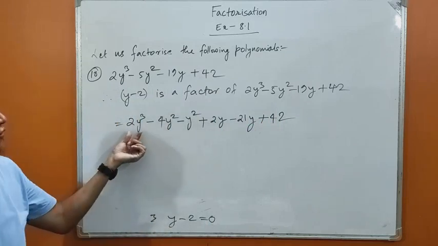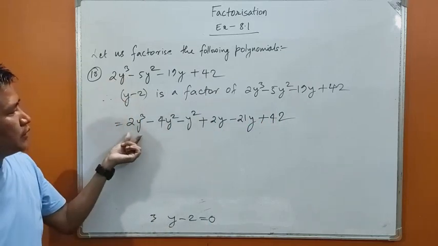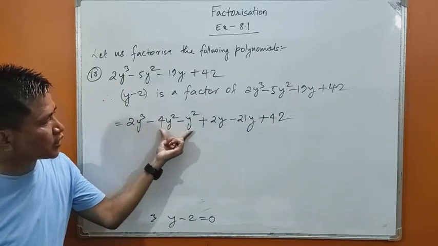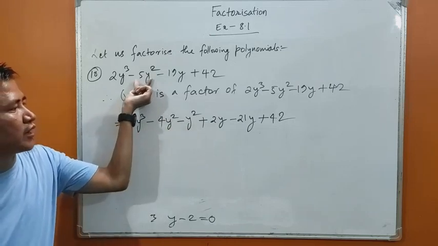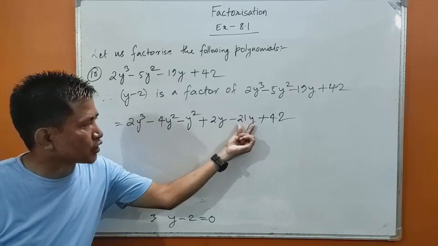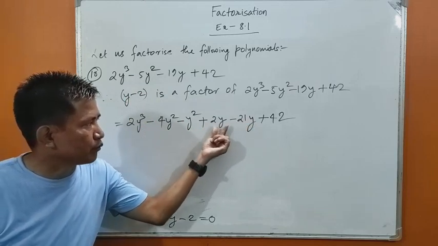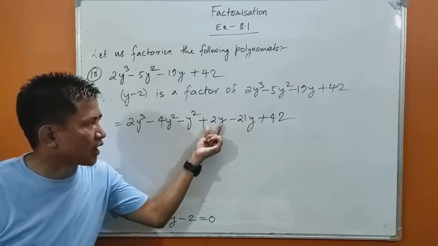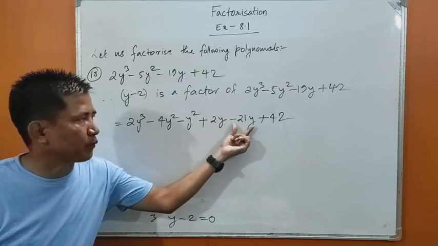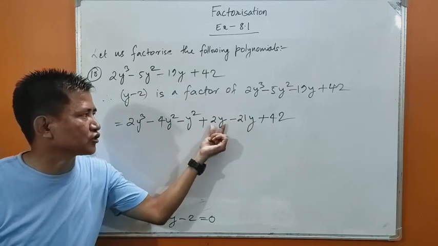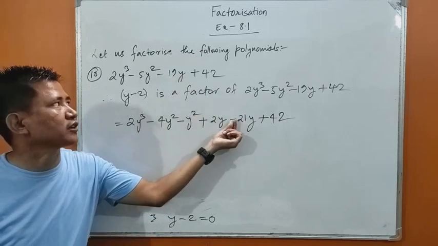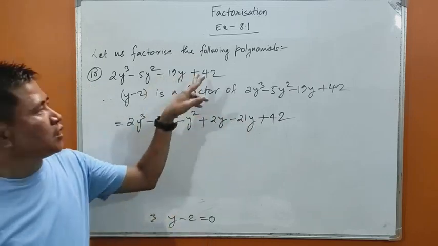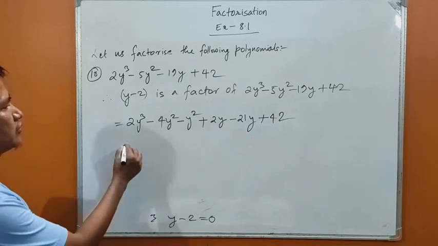Now let's check. 2y cubed, minus 4y squared, minus y squared, both are negative. Minus 4y squared minus y squared is minus 5y squared, plus 2y minus 21y. The numbers are opposite sign, isn't it? This is negative and this is positive. 21y minus 2y is 19y. Sign of greater number comes, minus 19y, plus 42 comes here.